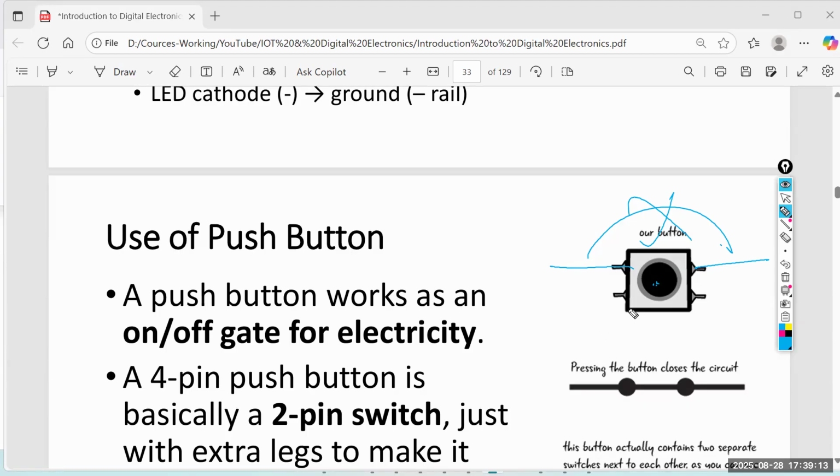It's like an on off gate. Gate closed means pushed, that is electricity flow. If you haven't pushed it, the gate is not open. Electricity can't flow. Okay. Right.